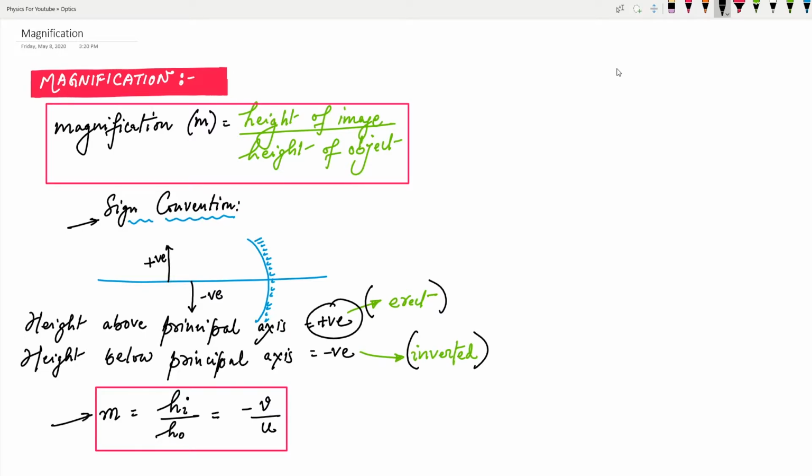So from there we say that m is equal to hi by ho, that is height of image divided by height of object, which is equal to minus of v by u. This is image distance and this is object distance, and we know that we measure these quantities from the pole. Now we haven't gone through this concept that m is equal to minus v by u. How did we get this? Let's analyze that. This is the concept that's still left.